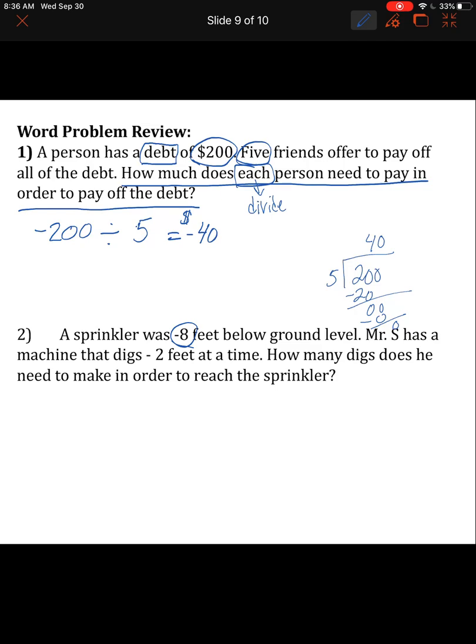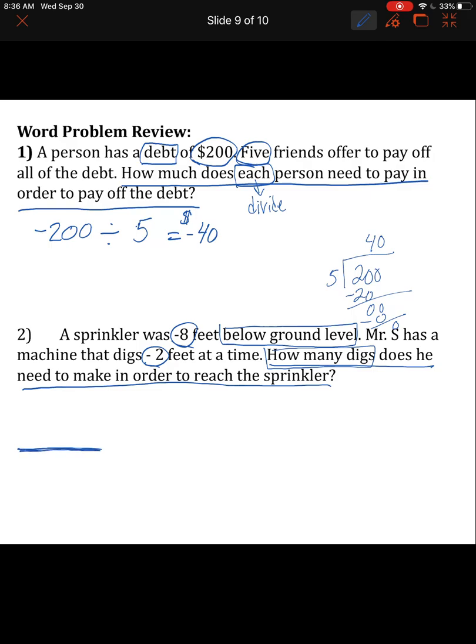Number 2, a sprinkler was negative 8 feet below ground level. Mr. S has a machine that digs negative 2 feet at a time. How many digs does he need to make in order to reach the sprinkler? Okay. So I'm going to draw a picture first.